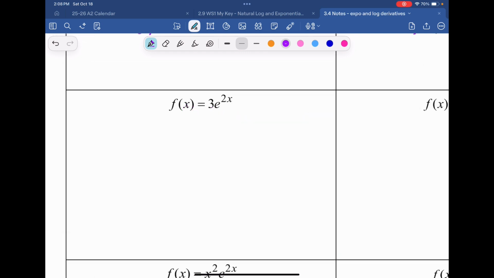All right, when you have a coefficient, that doesn't change anything either. It kind of attaches with it. So derivative of the outside times the derivative of the inside.